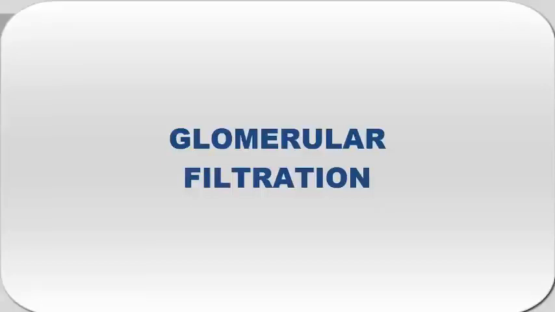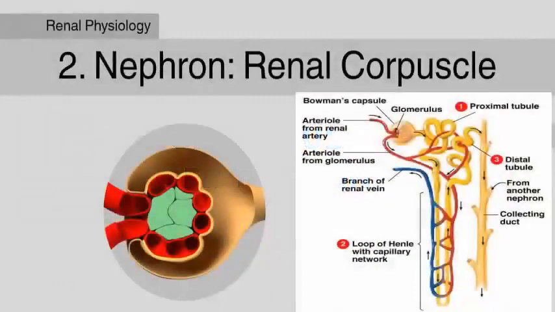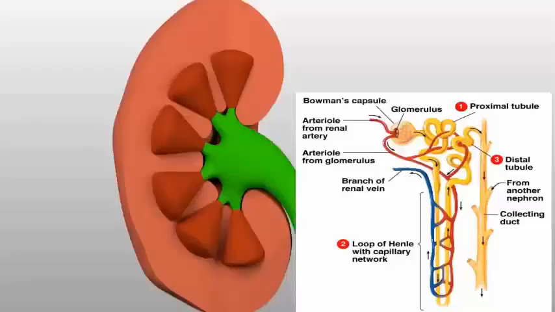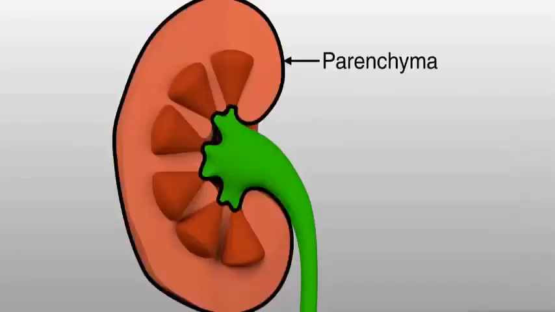Now we will see the structure of nephron. We will learn it over two videos. In this video we will see renal corpuscle and in next one renal tubule. You already know that this is renal parenchyma, the main functional area of kidney.